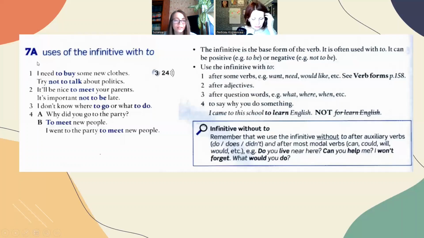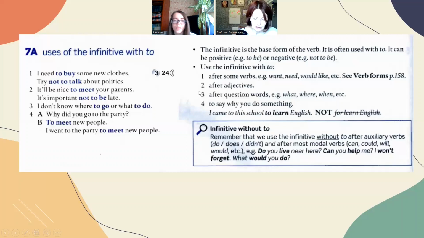Examples. I need to buy some new clothes. Try not to talk about politics. Yes, stop here, please. So we see that after need and after try, we need to use the infinitive with to. To buy, and here negative form, not to talk.